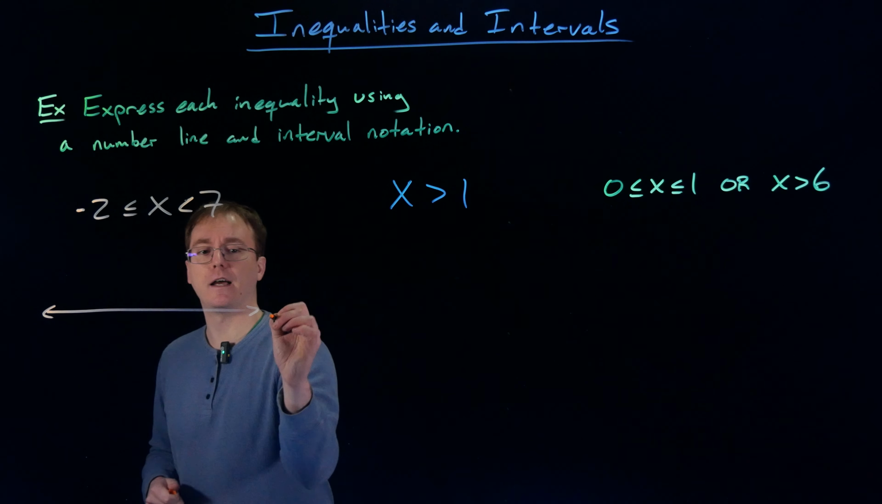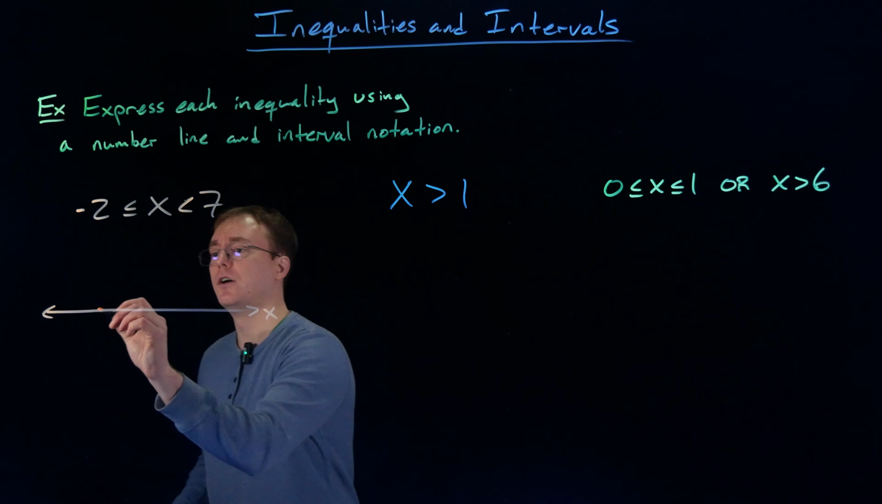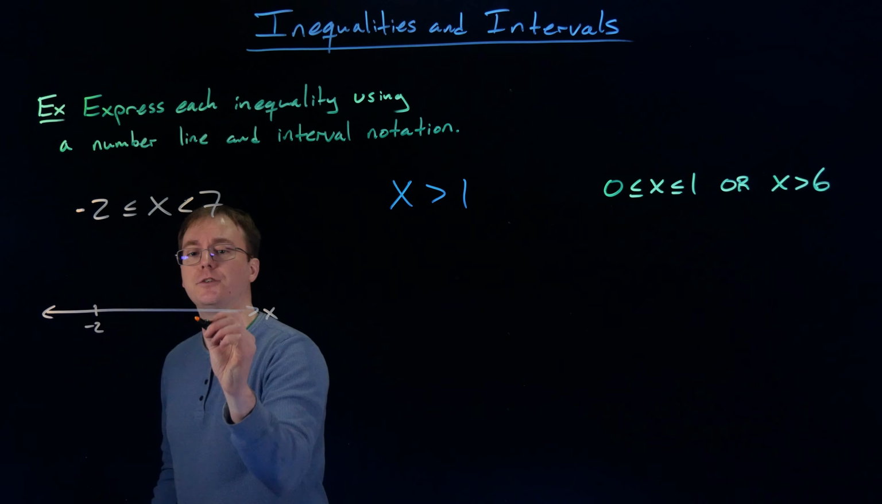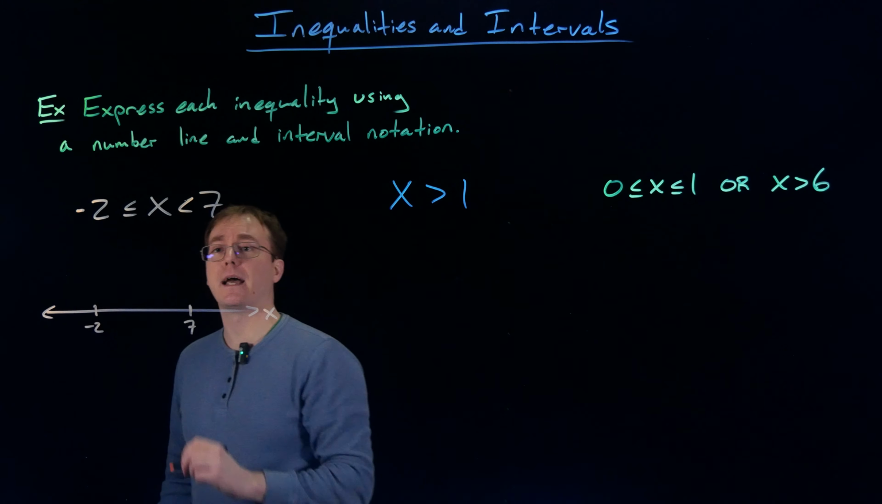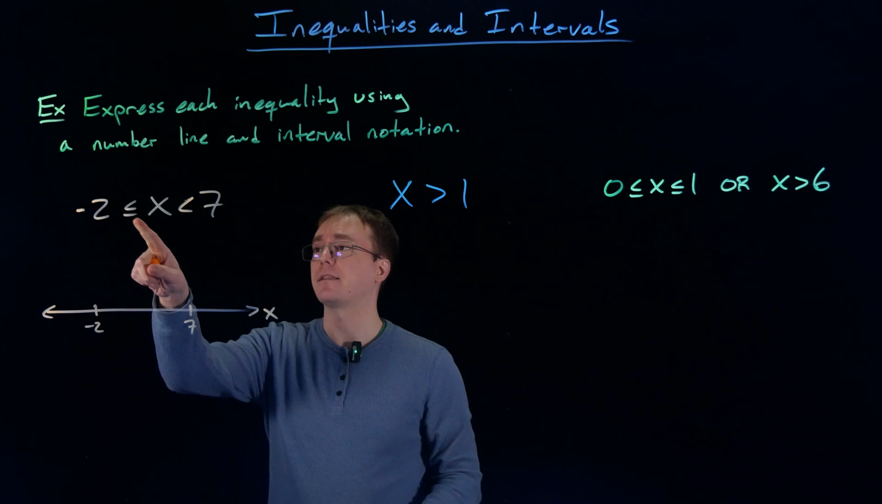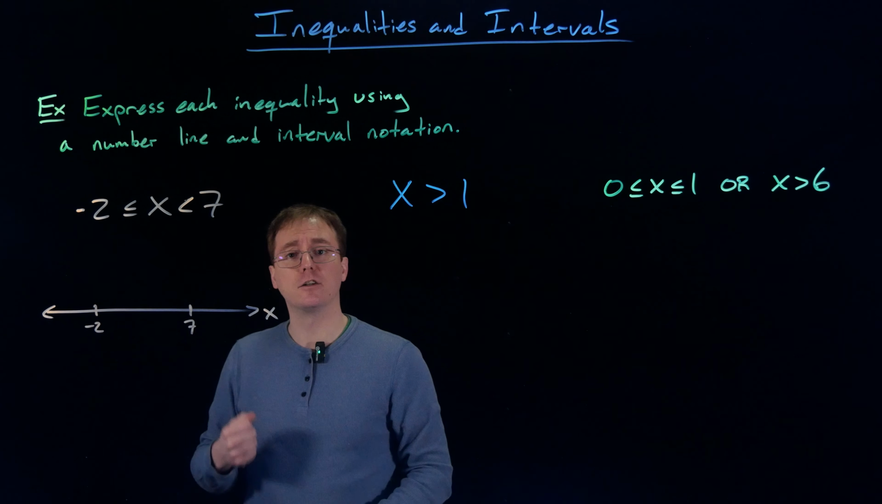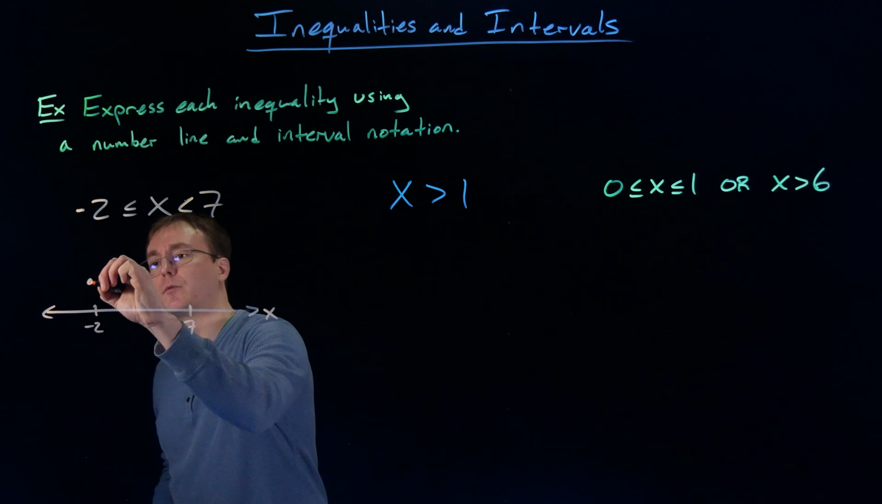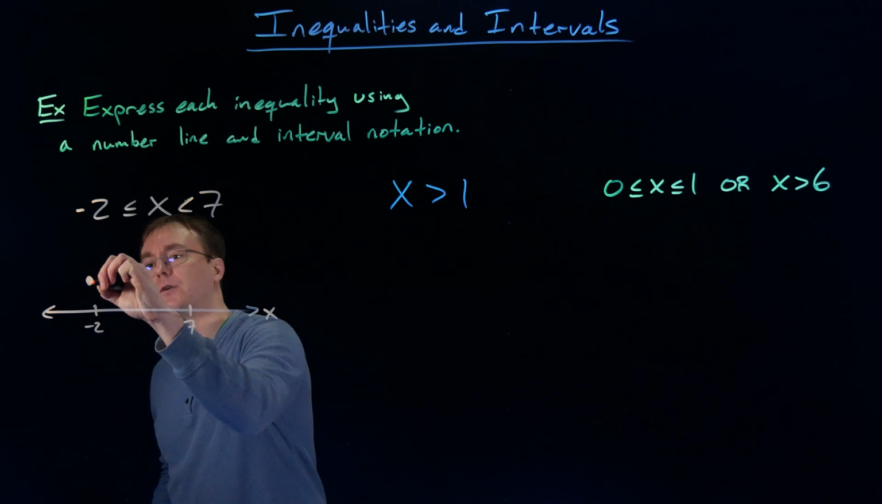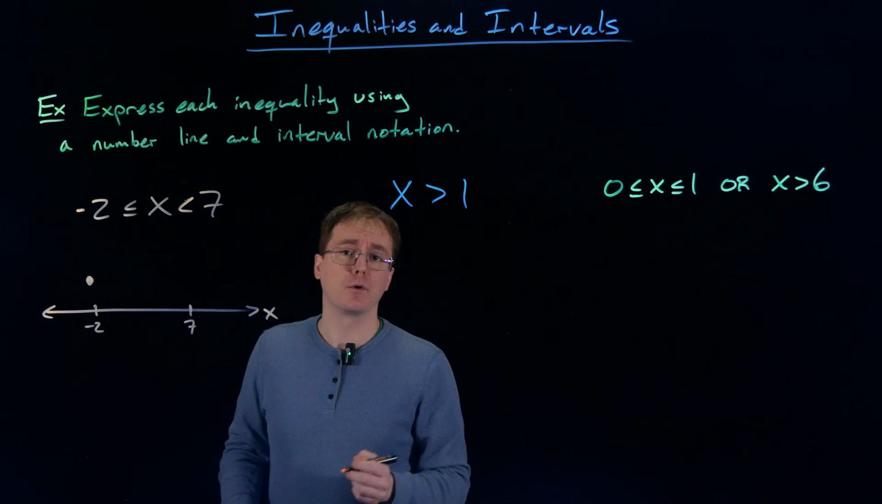And so on this number line are our set of x values. Over here to the left, we have negative 2. And then over here to the right, we have positive 7. And so that left endpoint of -2, we are including in our interval. And so remember, we use a closed or filled in circle when we are including a point or an endpoint.